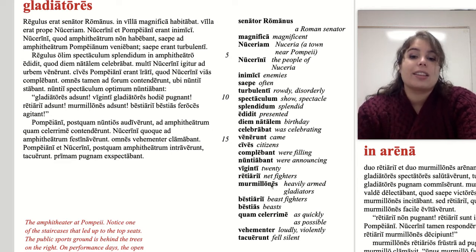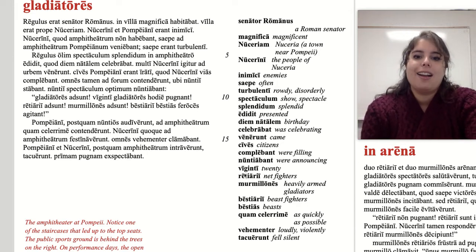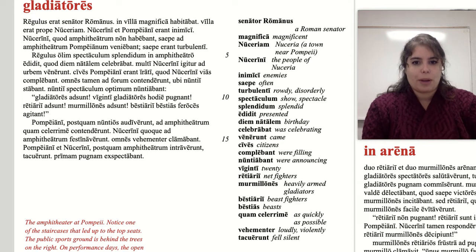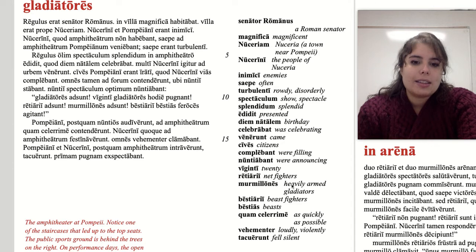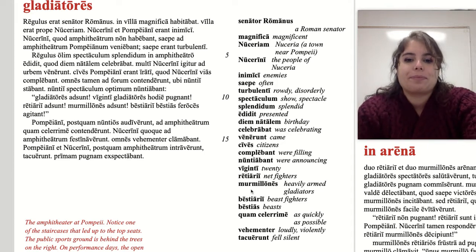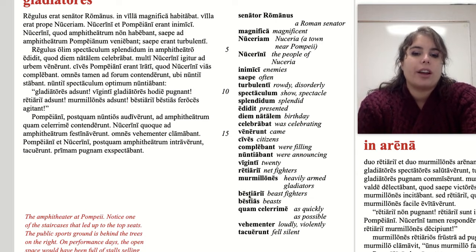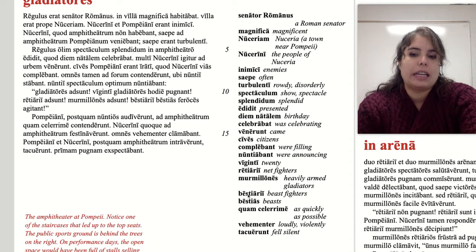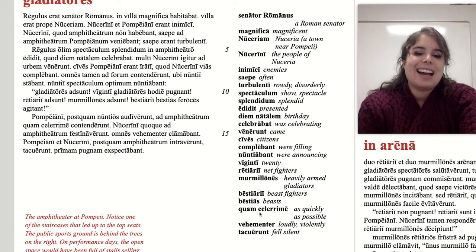Retiarii are the net fighters. So they actually have different words for different types of gladiators who had different fighting styles. So retiarii, we'll learn about this, but they fought with like a trident and a net. Murmilones, the Murmillos were heavily armed gladiators. So they've got very heavy armor and weaponry. The bestiarii are beast fighters. So they would have exotic animals that they would bring into an arena and have sort of a simulated hunt. Bestias is beasts. So bestiarii are the beast fighters.